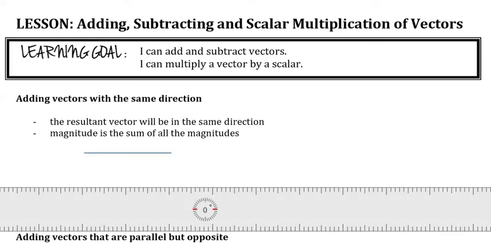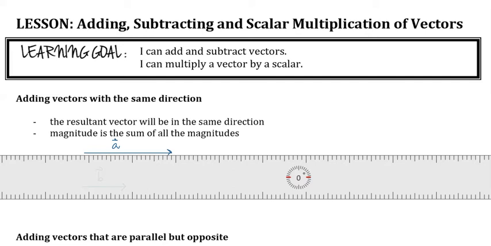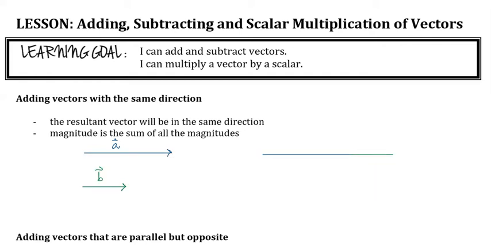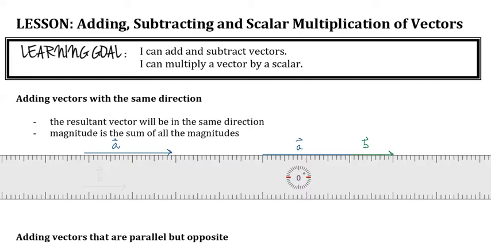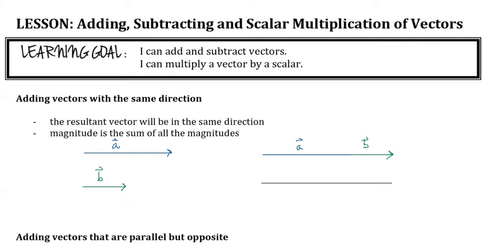But if I take these vectors over here, and there's my resultant vector. So I have added those two vectors.